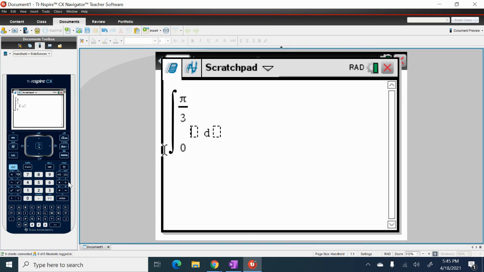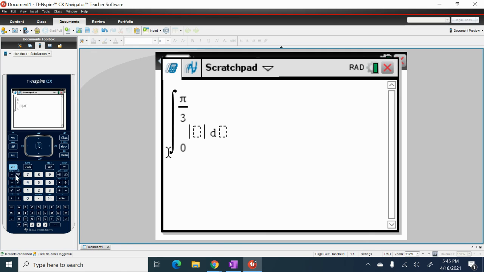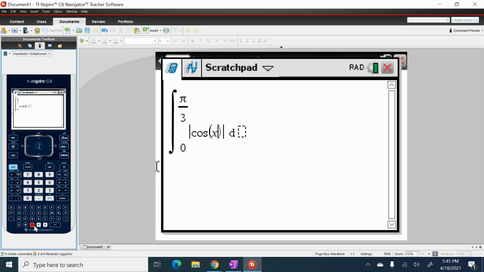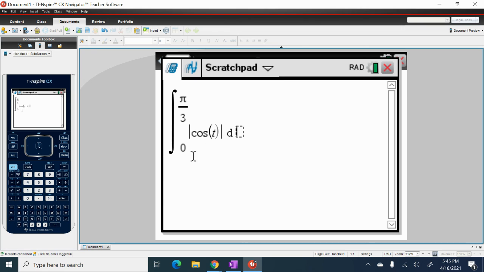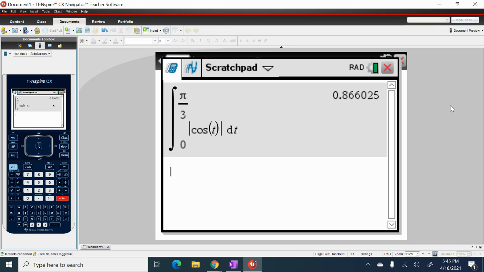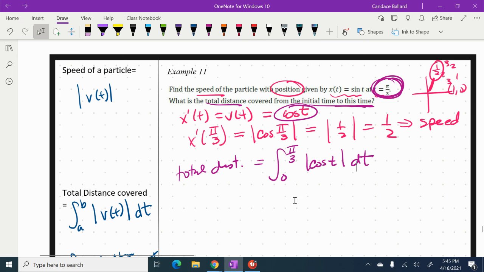And then I want absolute value. Absolute value is hiding in the button next to the book. And then it was just cosine of x. Actually, in this part, I could use t's because I'm not in the graph. So let's use a t this time. But I have to make sure if I put a t here, I also put a t here. And then hit enter. So 0.866 is where we're at here.